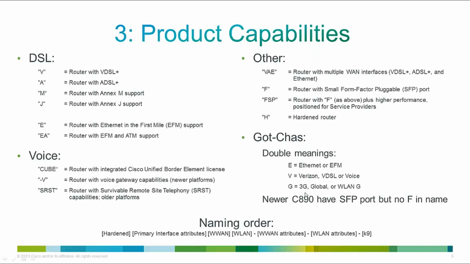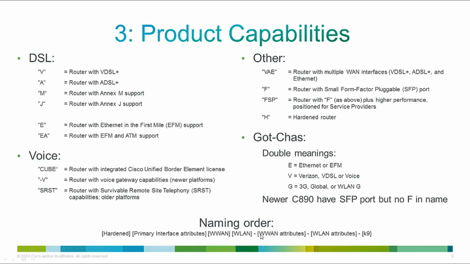The G could be a sub-option for 3G, meaning it's a global unit. Or in the old units of wireless, we had the G notifying that it's using the wireless standard for the G frequency band. Another gotcha, the new C890s all have an SFP port, but we omitted the F because it's pretty much standard now. Here just a quick explanation of how our naming order works.